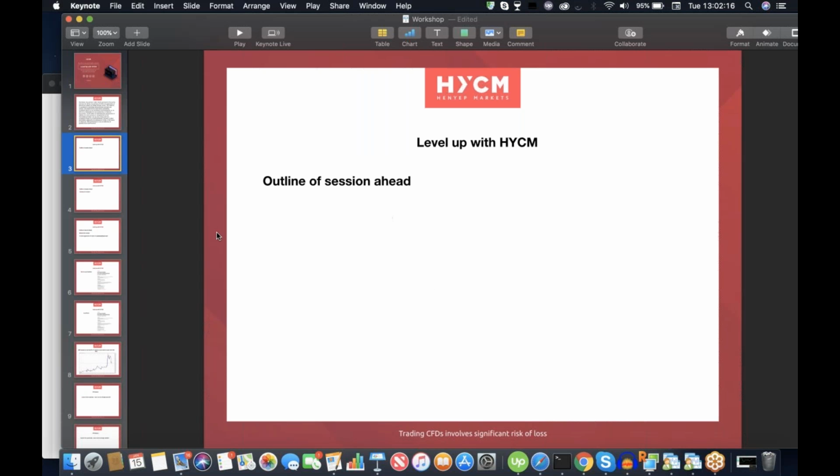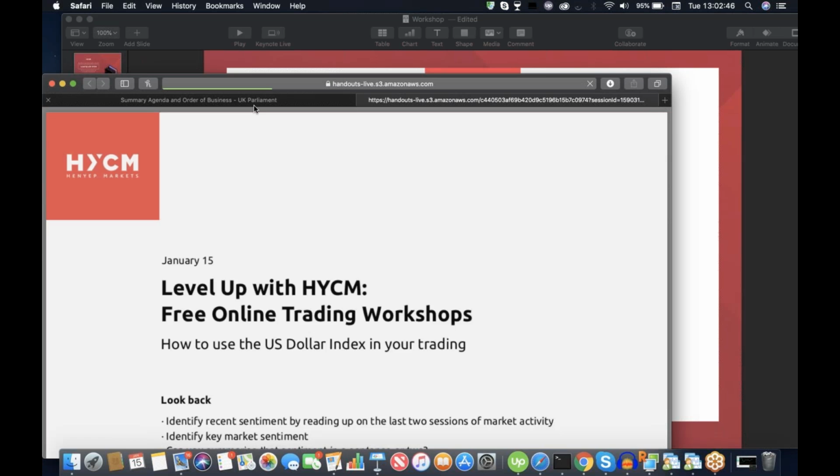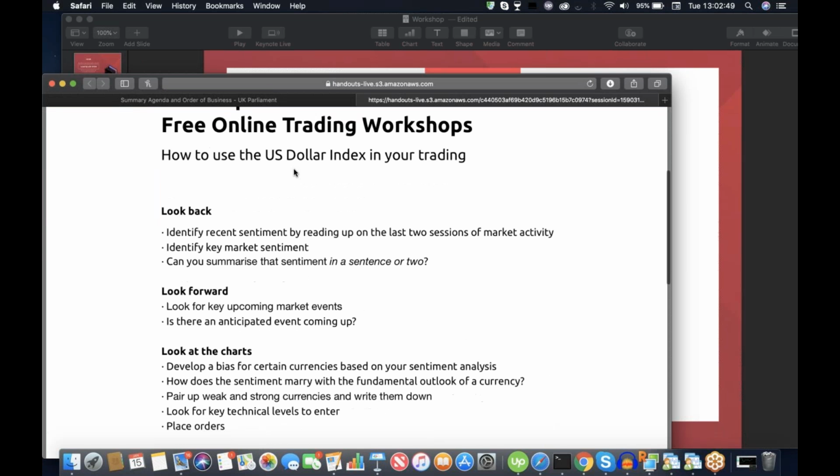Going through to the session ahead, the first thing to realize is that we have a handout. If you go to your GoToWebinar control panel, you'll see a little gray arrow, and next to that little gray arrow is a handouts, 1 out of 5, it should say. If you open that handout, there's a workshop guide entitled 15th of Jan. If you open that up, what you should see is this form here.